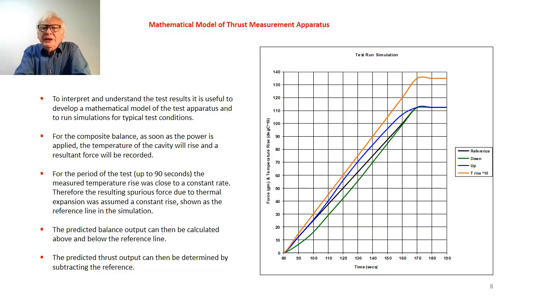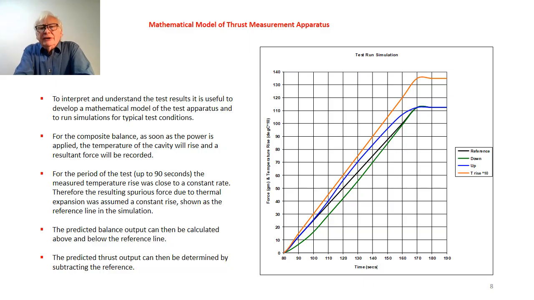One is the force when the thruster is mounted upwards, that's the blue line. The green line is the force when we mount the thruster downwards, and the black line is the reference that we have calculated the force will be as the temperature rises, and you can see that the black line is a constant, as indeed is the temperature rise, the red temperature rise.